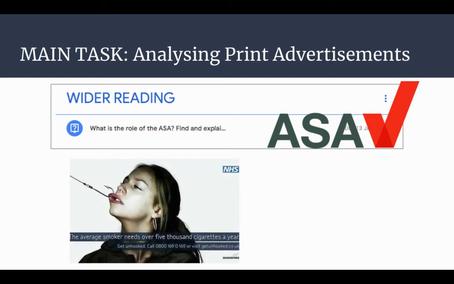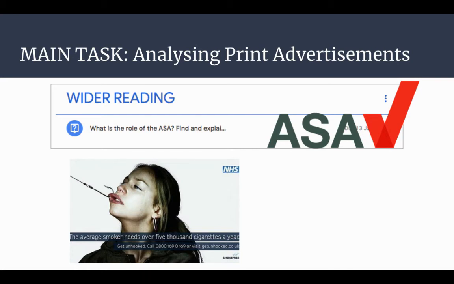There we go. Now, like I say, it's not very nice. But we are analysing this today. So why am I showing you it? Well, the ASA did actually agree that this advert was appropriate for all ages, and it was nationally distributed.